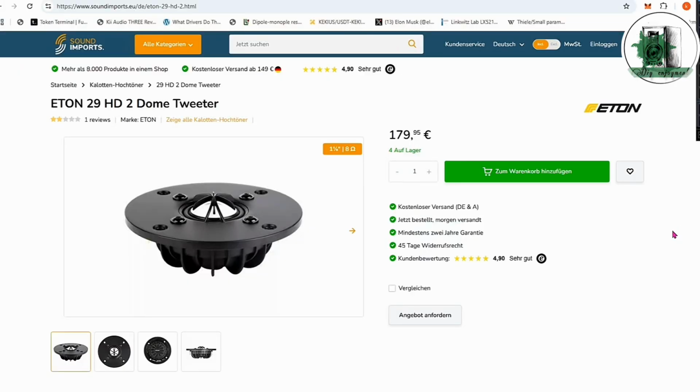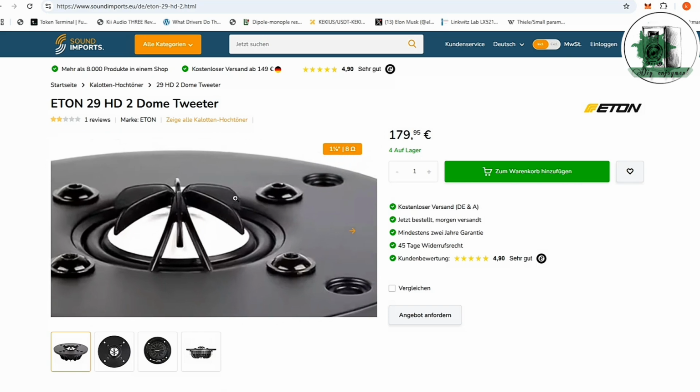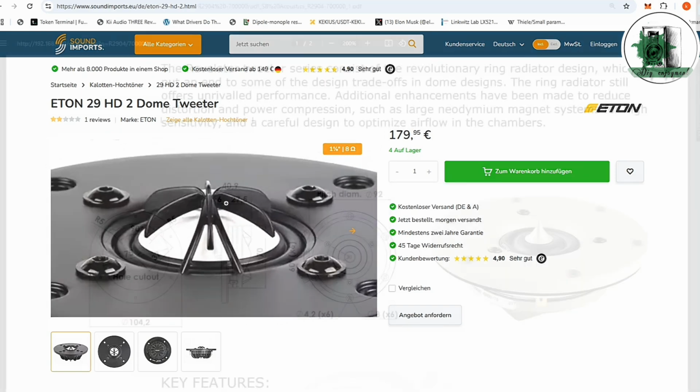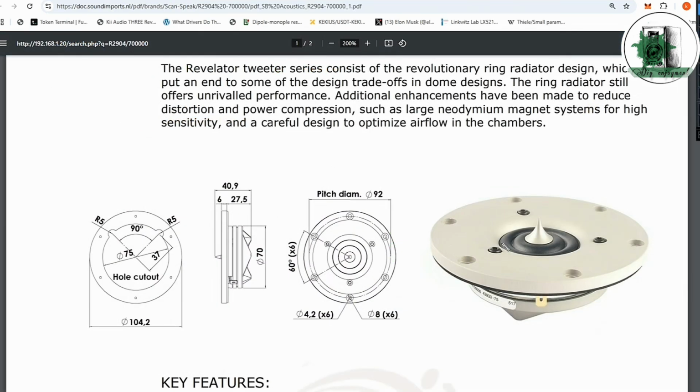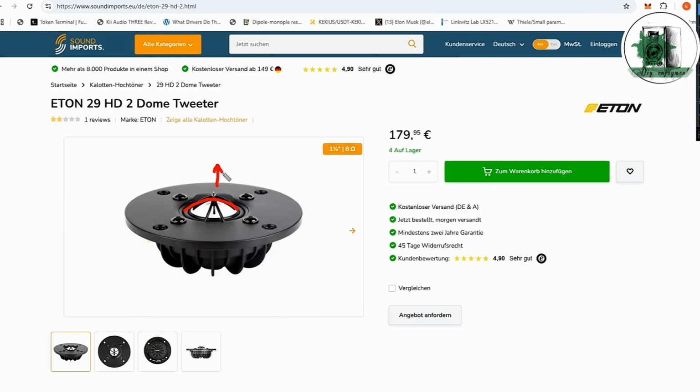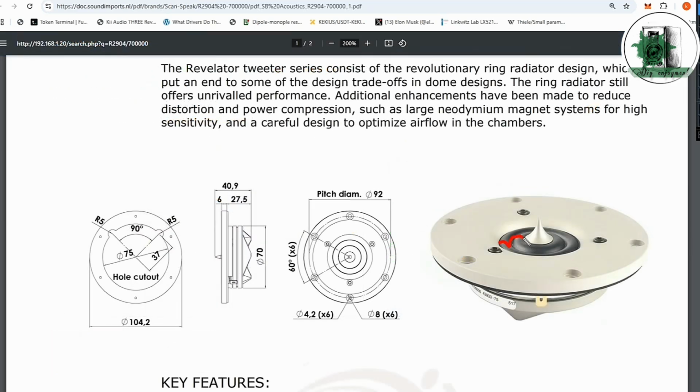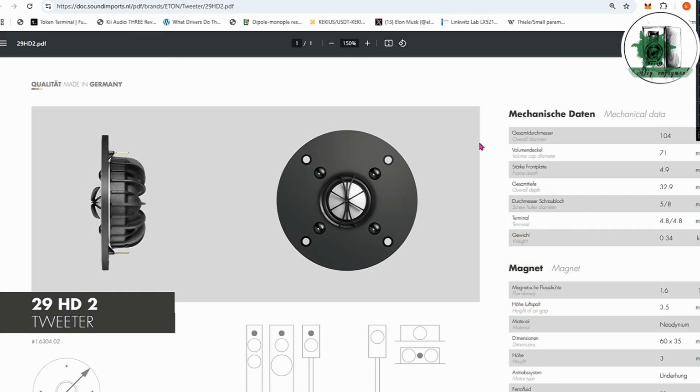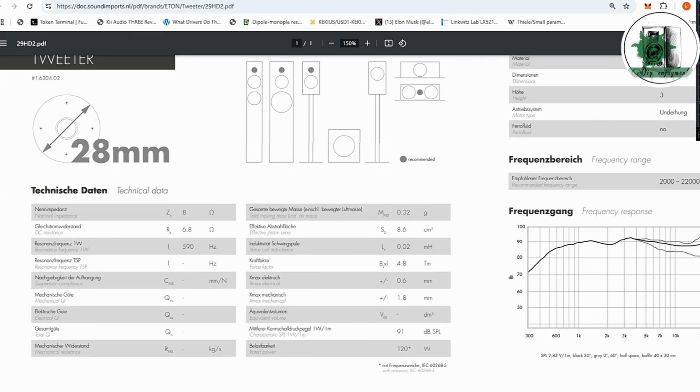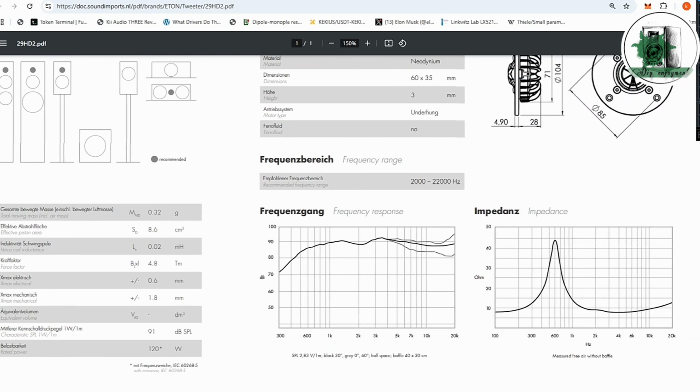Earlier, we mentioned that a ring radiator provides better directivity. Now, let's test this with a real example. We'll compare a traditional dome tweeter with a ring radiator. In a dome tweeter, the entire diaphragm moves up and down as a single unit. For both the dome and the ring radiator, the maximum off-axis response is limited to 60 degrees.